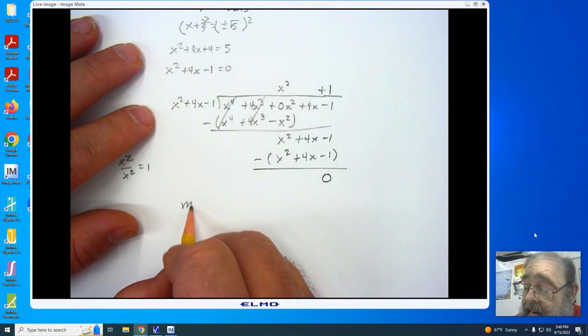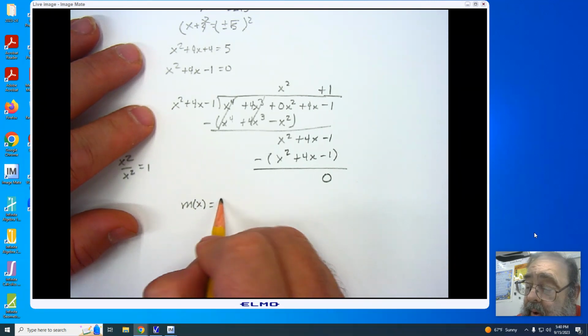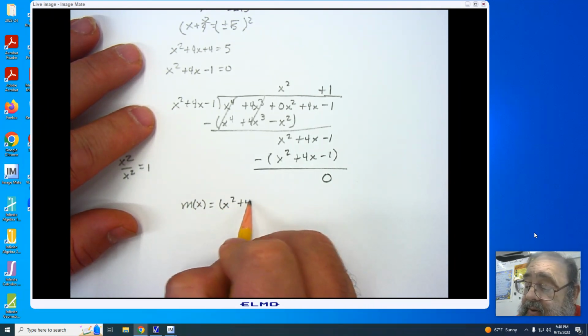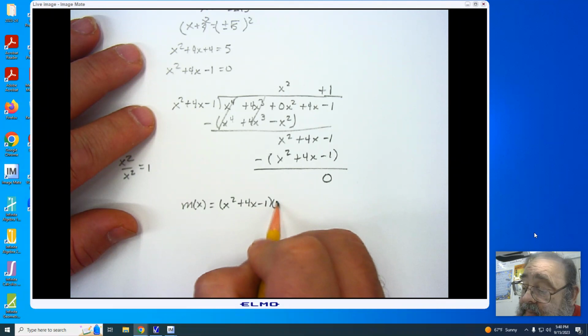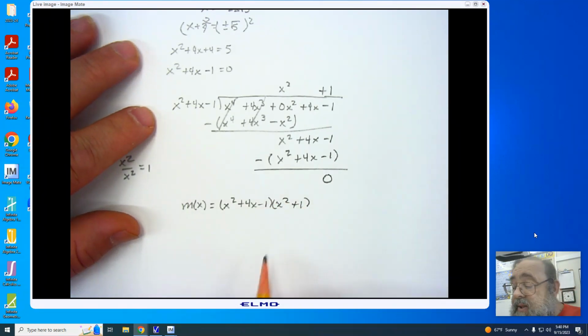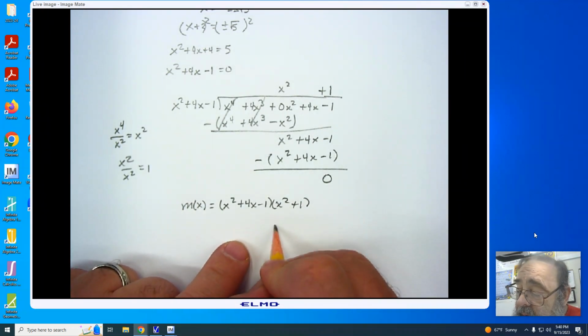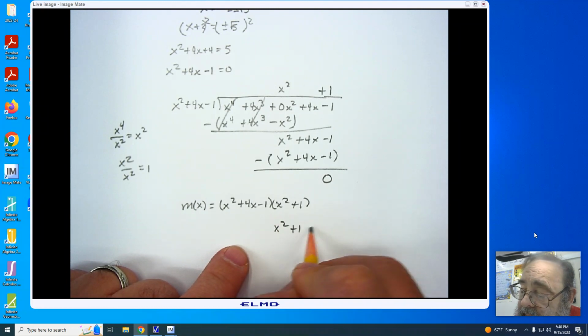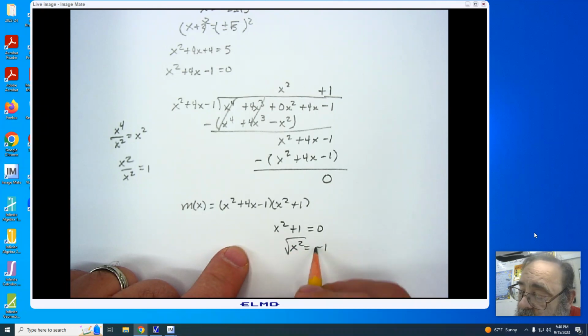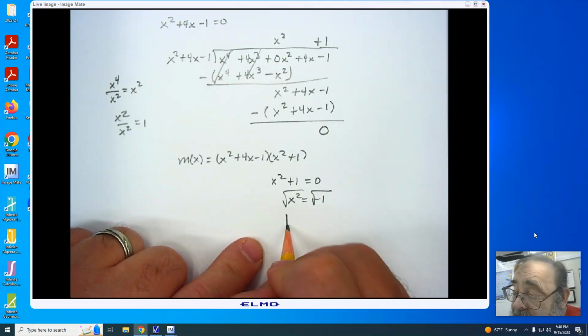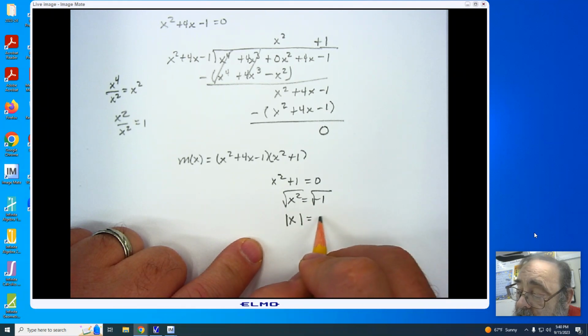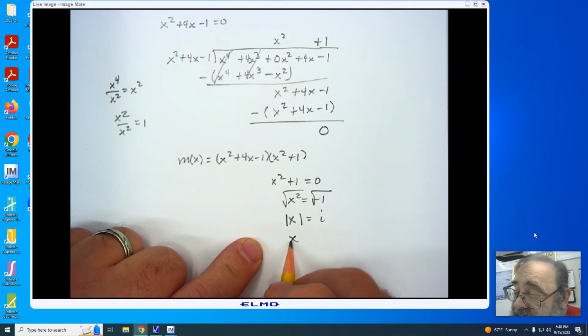I now know that m of x can be factored into two depressed equations, x squared plus 4x minus 1 times x squared plus 1. Since we already know the two roots that gave us x squared plus 4x minus 1, all I need to do is find what are the roots of x squared plus 1. Set it equal to 0, subtract 1, and take the square root. This gives me the absolute value of x equals i. I drop the absolute value, and I get plus or minus i.